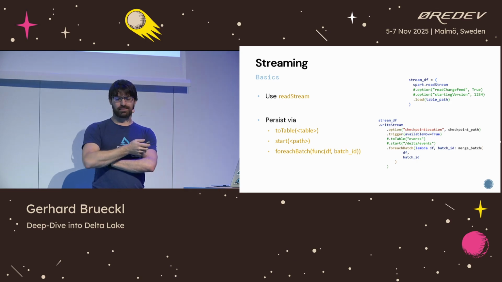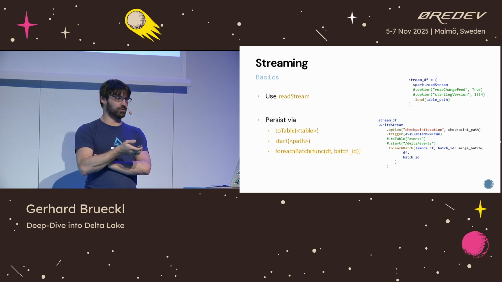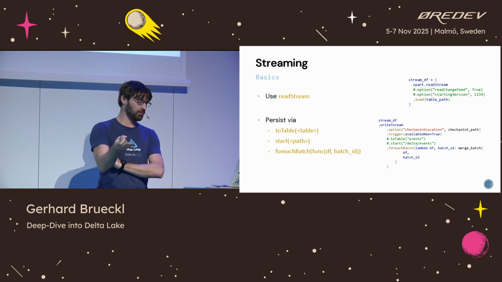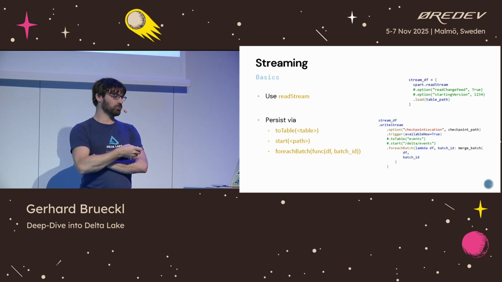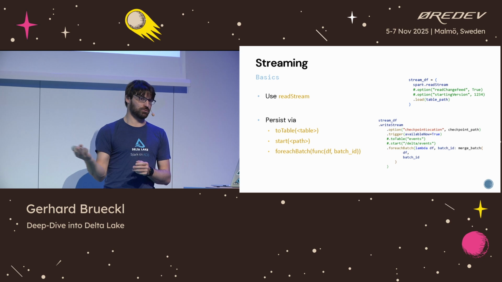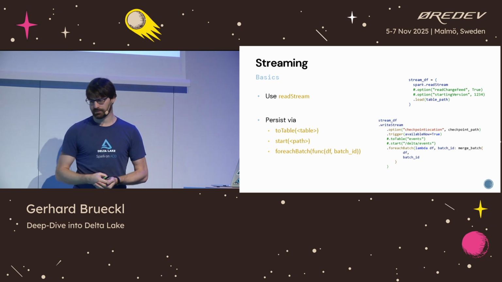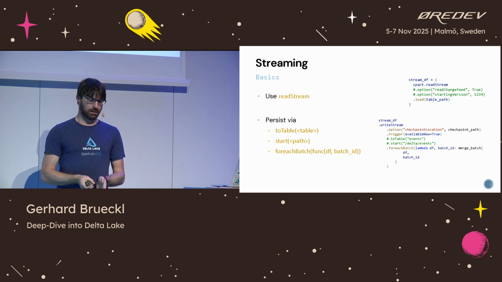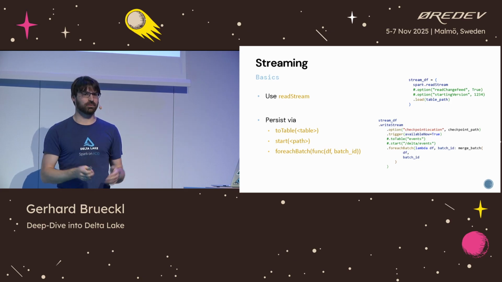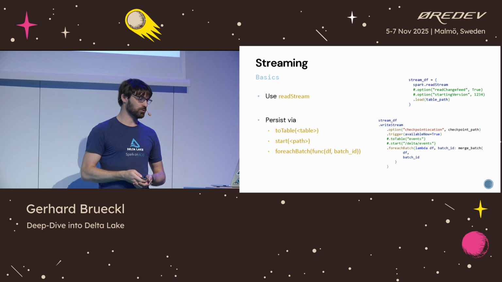When it comes to persisting the stream, you can either persist it to another Delta Lake table. You can store it on a physical path, basically the same. And you can also use the foreachBatch functionality, which allows you to do much more complex operations like doing a merge, which is usually very common. It can also be used to fork a stream into multiple tables, if that's something that you want to do.